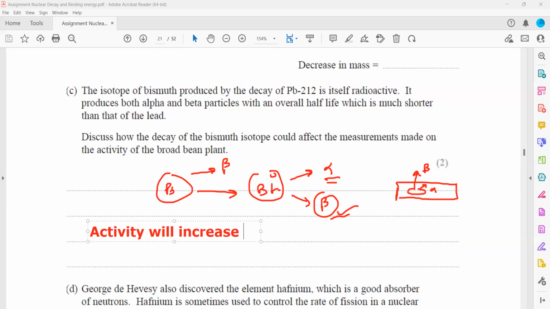The activity will increase, and what is the reason for that? Because of beta particles from bismuth, not alpha. We don't say alpha. Why? Because alpha cannot penetrate or pass through the beam.